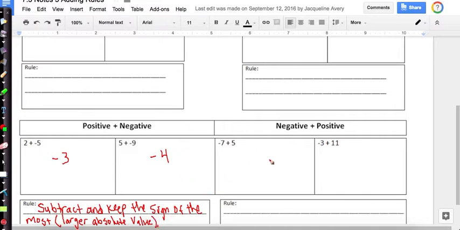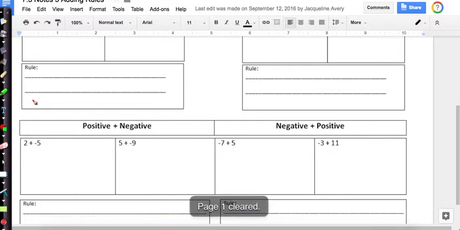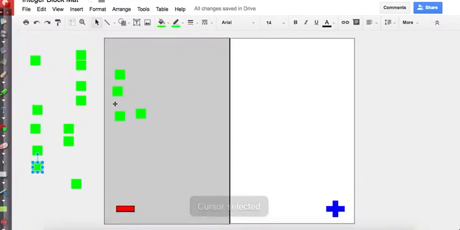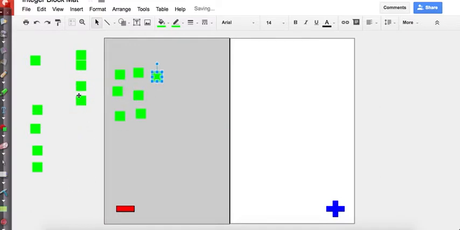Okay, now we're going to look at a similar situation, only this time we're going to have a negative, then we're adding a positive. So the first situation we have here is negative 7 plus positive 5. So I'm going to go back to the mat here. And I want negative 7 plus positive 5. So there's my 7 negatives. And now I got to grab 5 positives here.